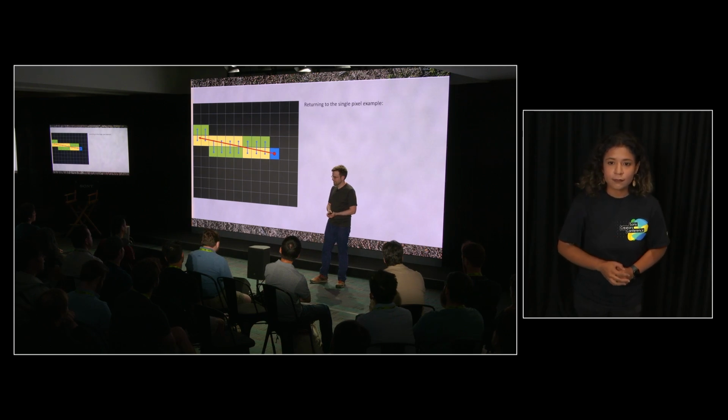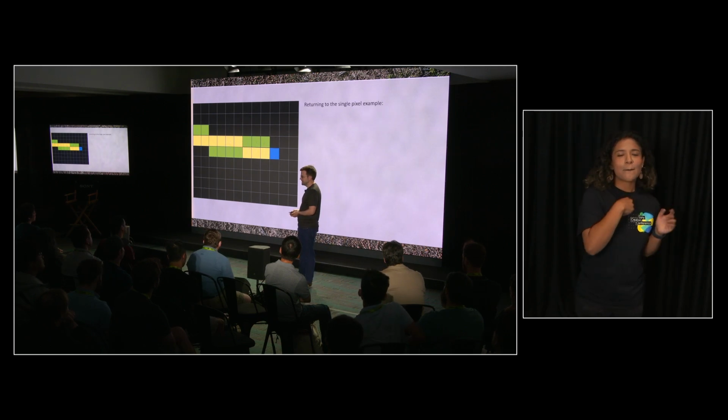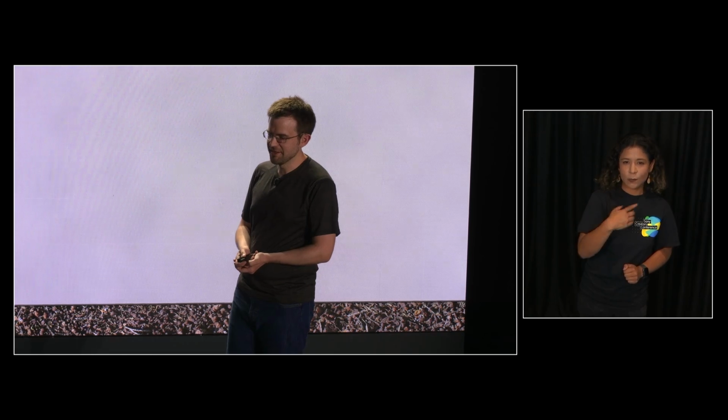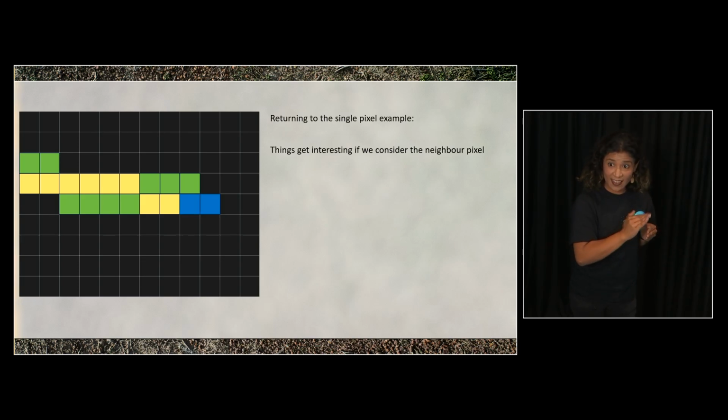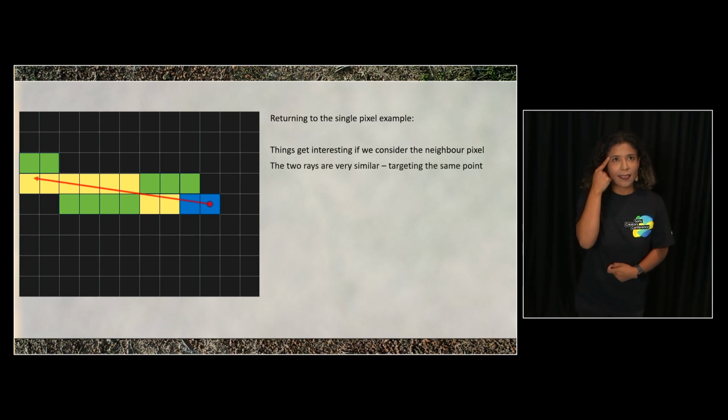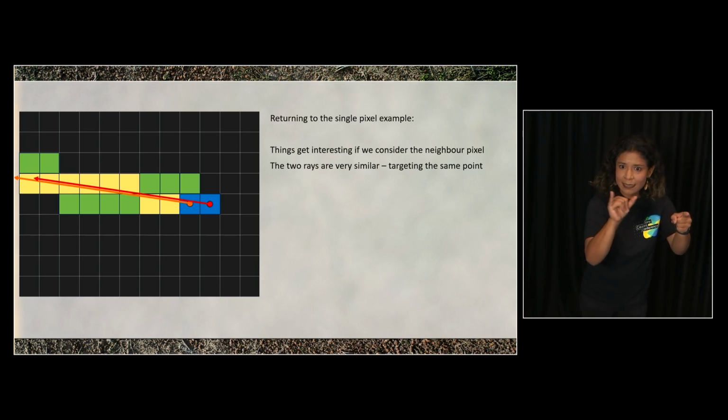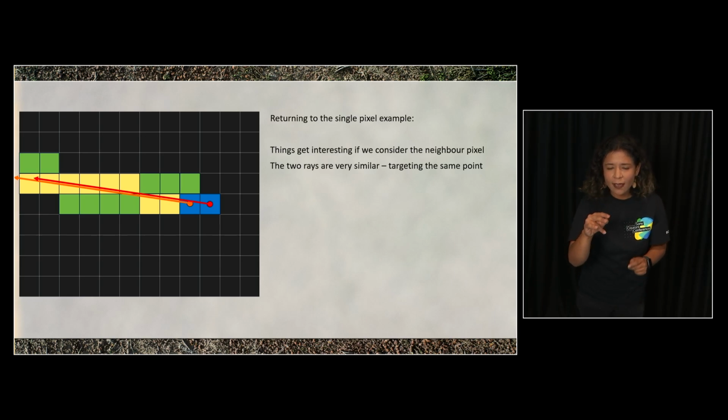Let's go back to our example with the pixel. We are going to consider its direct neighbor. So now, little blue pixel has a neighbor. Another blue pixel, I probably should have colored it differently. Things get really interesting when we consider this guy and we compare their 2 rays. Because remember, these guys are targeting the exact same point. They're interpolating to the exact same point, and they're really, really close. So these rays are very, very similar.